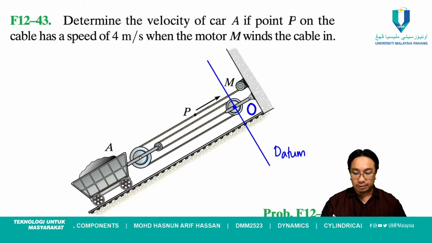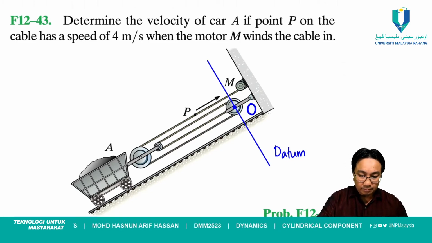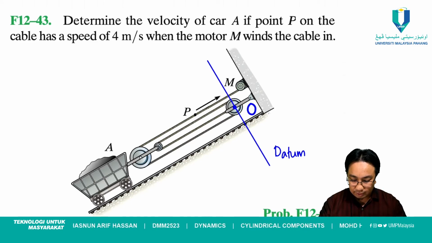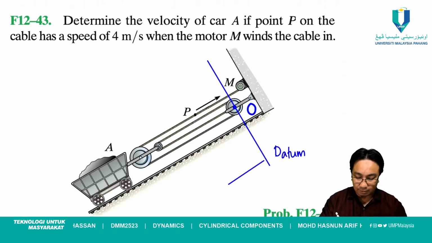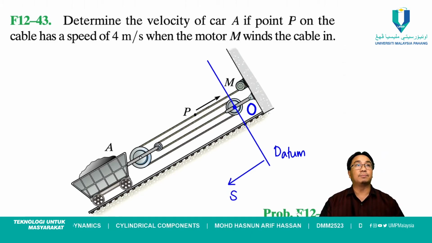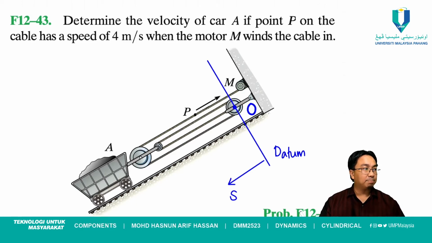Sengit ke bawah kan? Betul tak? So saya akan define koordinat saya ke sini sebagai positif. Betul tak? Ini akan jadi kita punya S. Koordinat kita. Betul? Boleh? Boleh nampak?